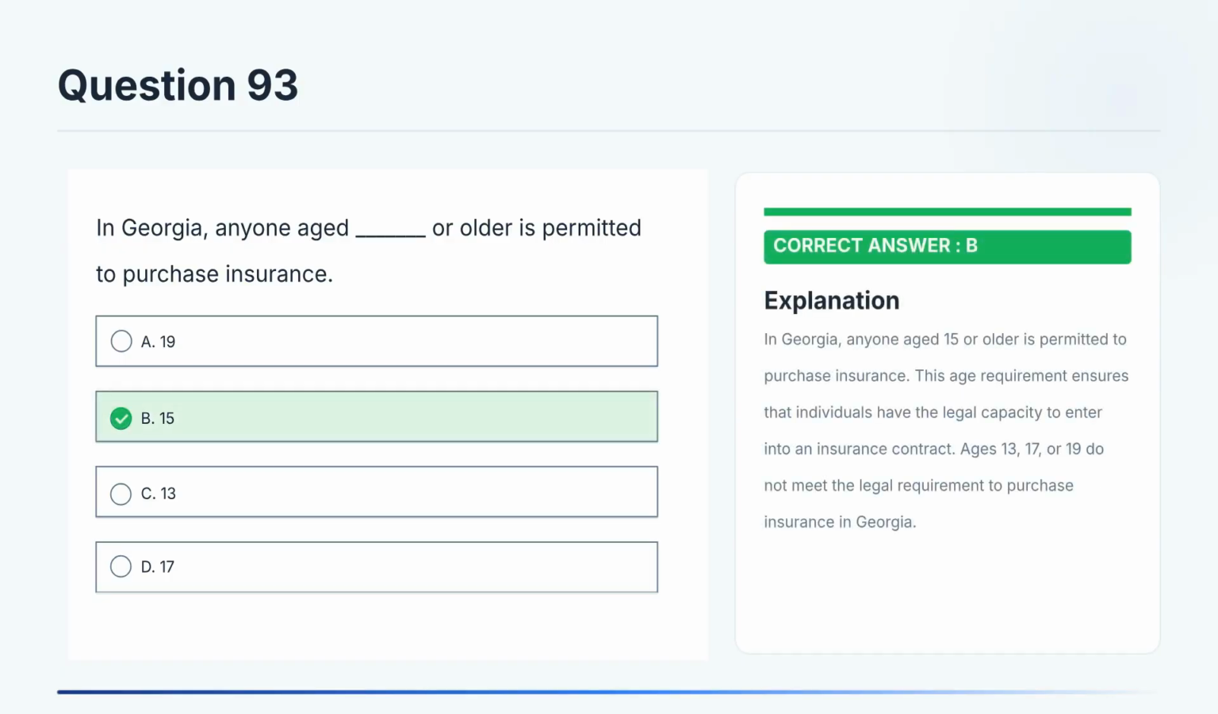The answer is B. 15. In Georgia, anyone aged 15 or older is permitted to purchase insurance. This age requirement ensures that individuals have the legal capacity to enter into an insurance contract. Ages 13, 17, or 19 do not meet the legal requirement to purchase insurance in Georgia.